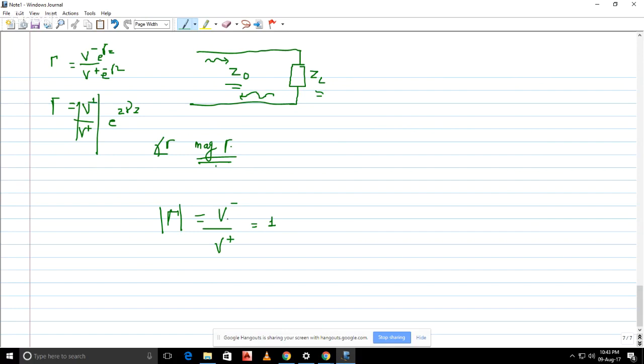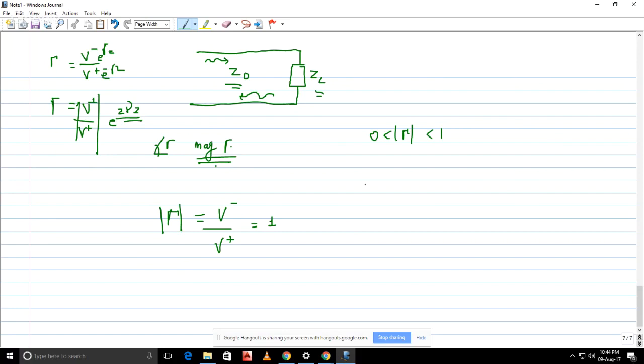And the minimum value will occur when V minus is zero, that is, no reflection occurs. So the minimum value will be 0. The magnitude of gamma has a maximum value of 1 and a minimum value of 0. It goes from 0 to 1 and will not extend outside 0 to 1. So the maximum value of gamma is 1 and the minimum value is 0. Okay, now we will come to the phase.